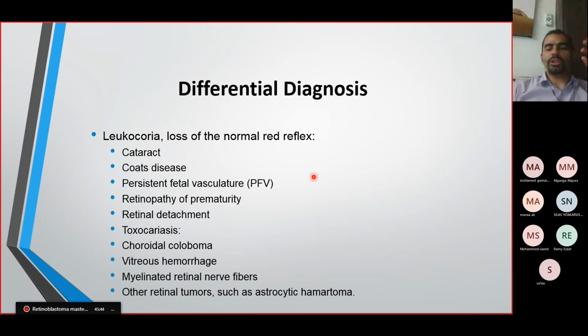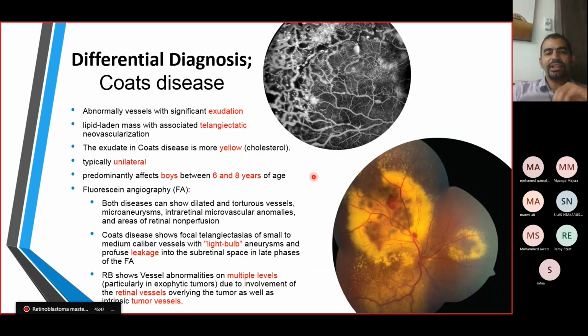So one of the most important things that we need to differentiate is Coats disease. Coats disease is usually characterized by telangiectatic blood vessels with retinal and subretinal fluid and hard exudation. So when you examine the patient, you find that there are some abnormal blood vessels. Usually there is hard exudate and massive subretinal exudation. Usually it causes xanthocoria rather than leukocoria. So the mass looks yellowish rather than whitish or grayish white in color.